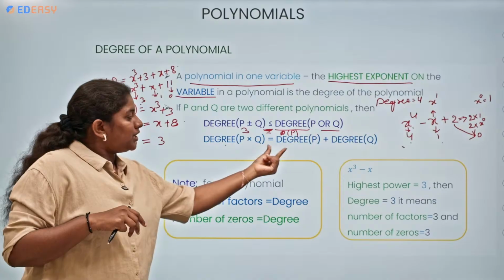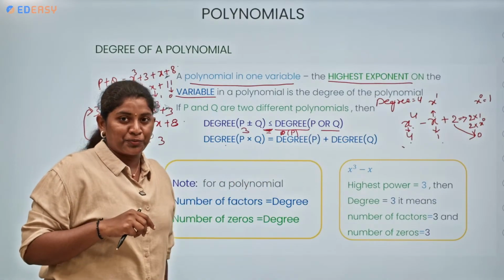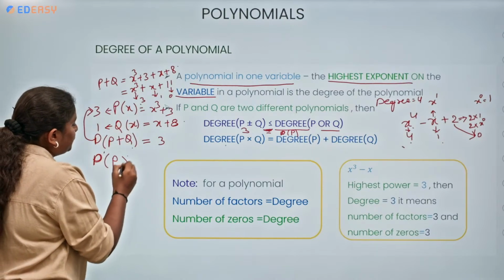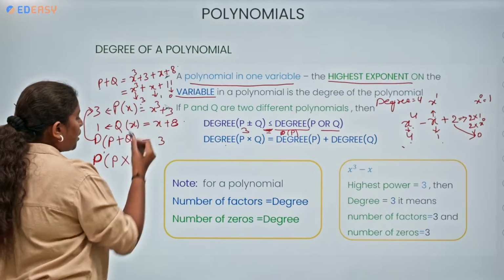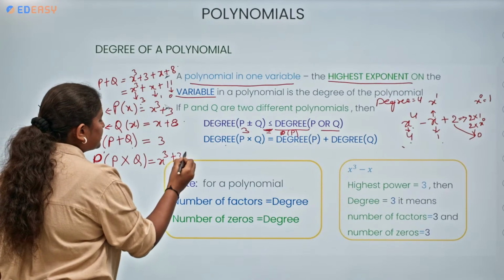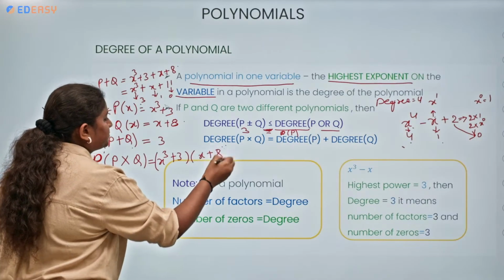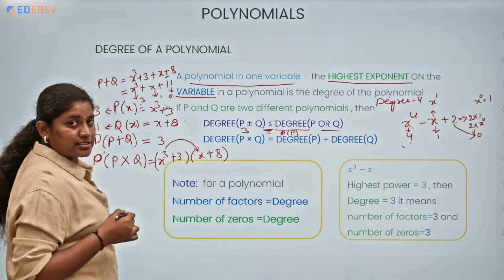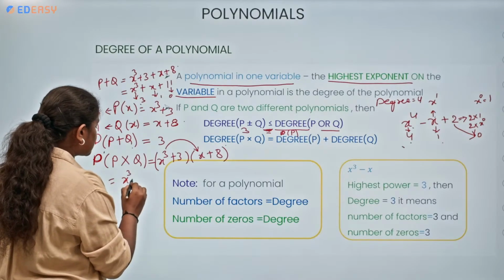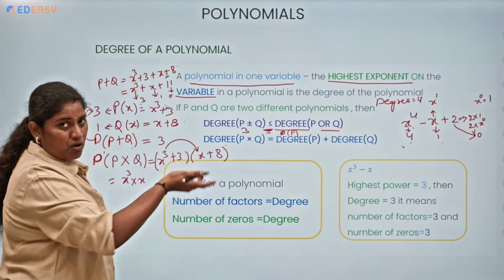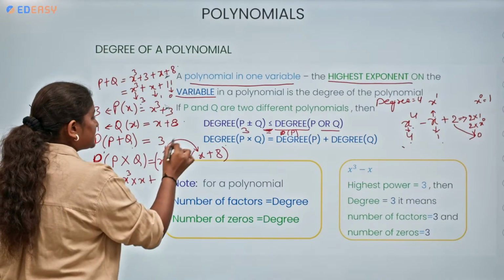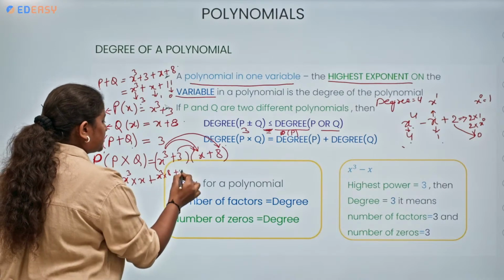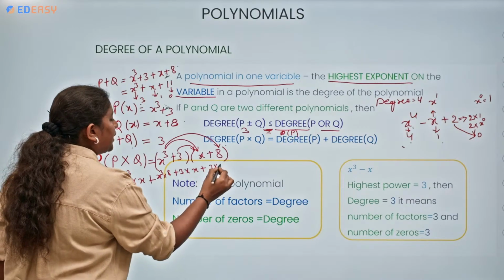Next, degree of p into q is the degree of p plus degree of q. So now if you are multiplying x cube plus 3 into x plus 8 using the distribution property, we are going to multiply x cube into x, right? So that becomes x cube into x and so on. Fine. So it will become once again x cube into 8 and next 3 into x and next 3 into 8.